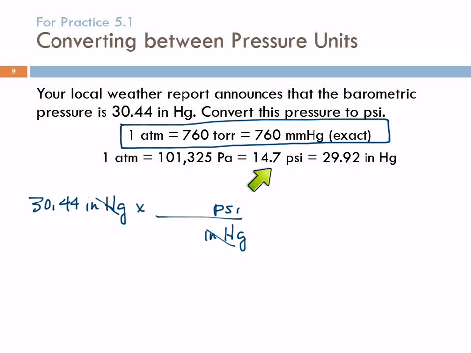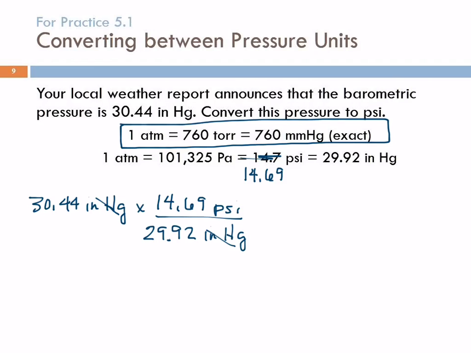So for PSI, I'm going to use this number, and actually it's 14.69. We know it to more decimal places than that, but the 14.7 causes a problem in this problem. 14.69 PSI, that's not an exact number. The only one that's exact is the 760. And then I want 29.92 inches of mercury on the bottom. And then I'm going to get out my calculator: 30.44 times 14.69 divided by 29.92.